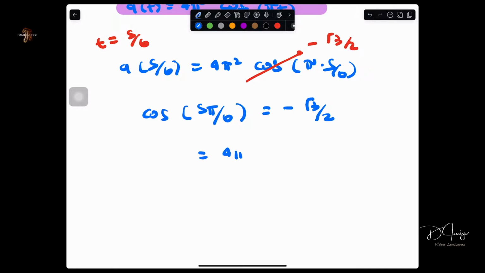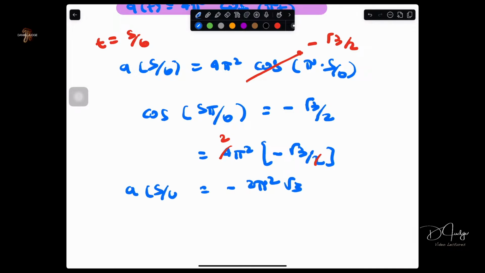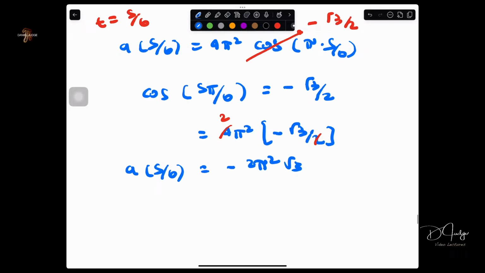So you get 4 pi squared times negative square root of 3 over 2. And simplifying here, this is 2. We get negative 2 pi squared square root of 3, which is acceleration at 5/6, and that should be in centimeters per second squared. There you go. And I guess that's purple.